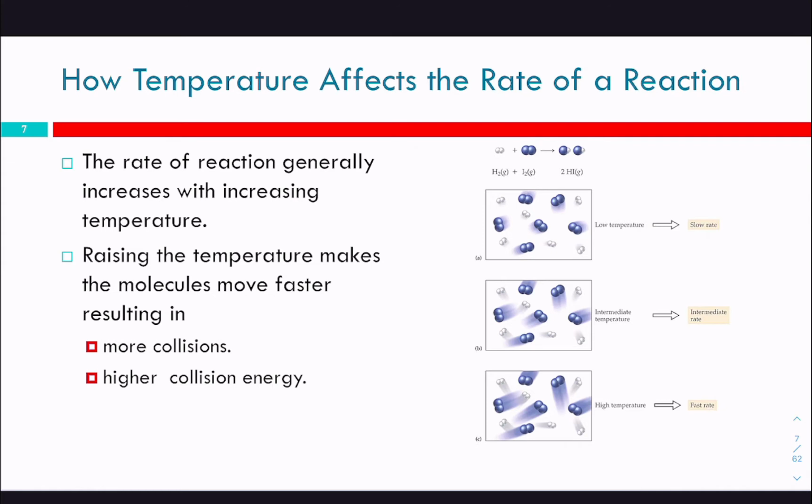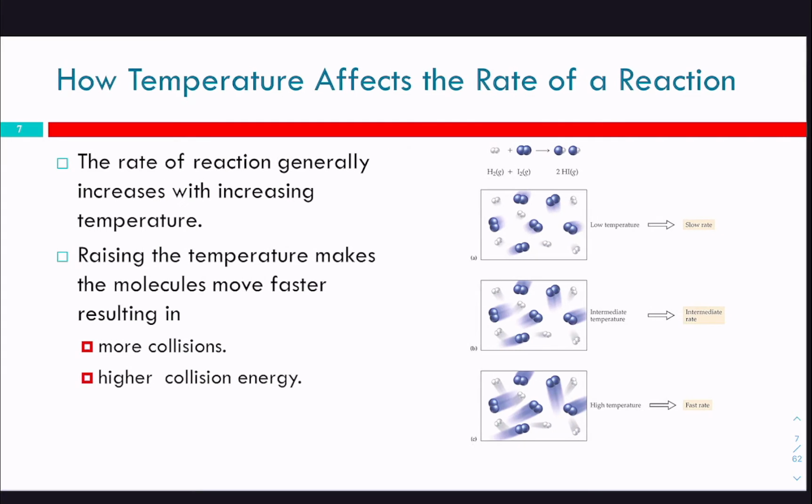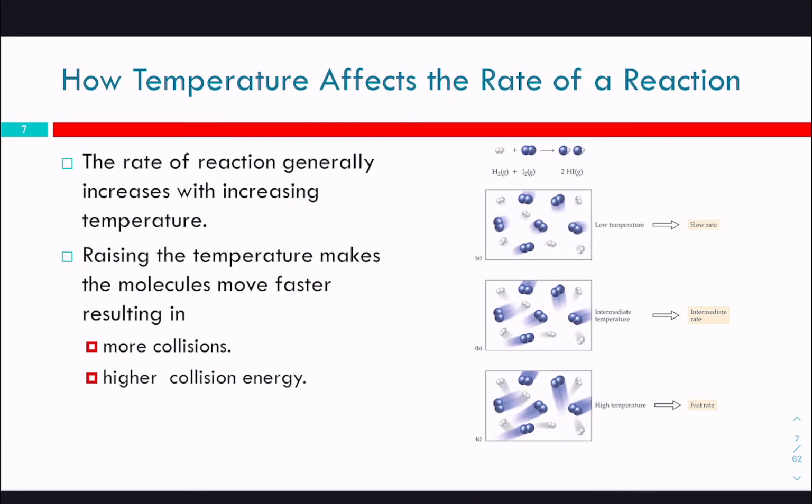So the other thing we can do is increase the temperature. Because remember, we need enough energy to react. Increasing temperature, raising temperature, makes the molecules move faster. So not only does that give them more energy for collisions, because they're moving around faster, they're going to collide more often.